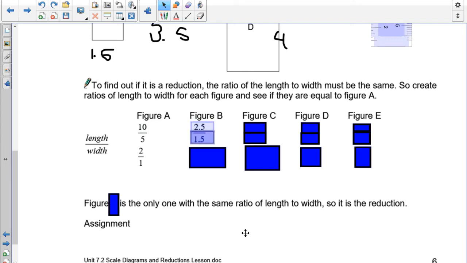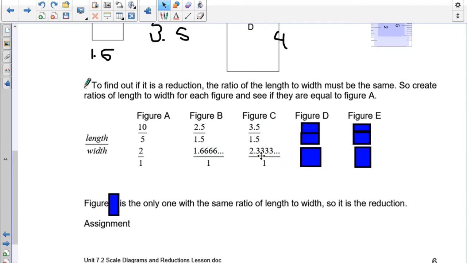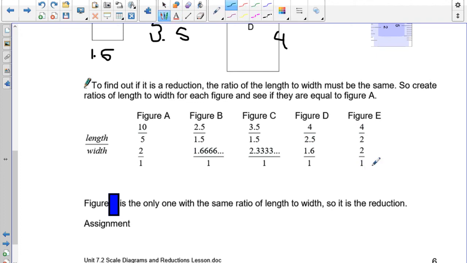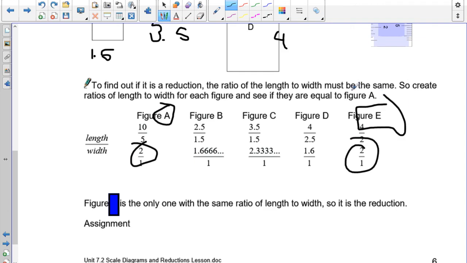Well, here is your figure B. It's 2.5 long and 1.5 wide. When you reduce that and divide it out, you get 1.666666, which is 1 2/3 over 1. C becomes this, 2 1/3 over 1. D becomes 1.6 over 1. And figure E becomes 2 over 1. So you can see right now that this one here and this one here are equal. That means figure A is equal to figure E. So figure E is the only rectangle that has the same ratio of length to width. So that means it's proportional.